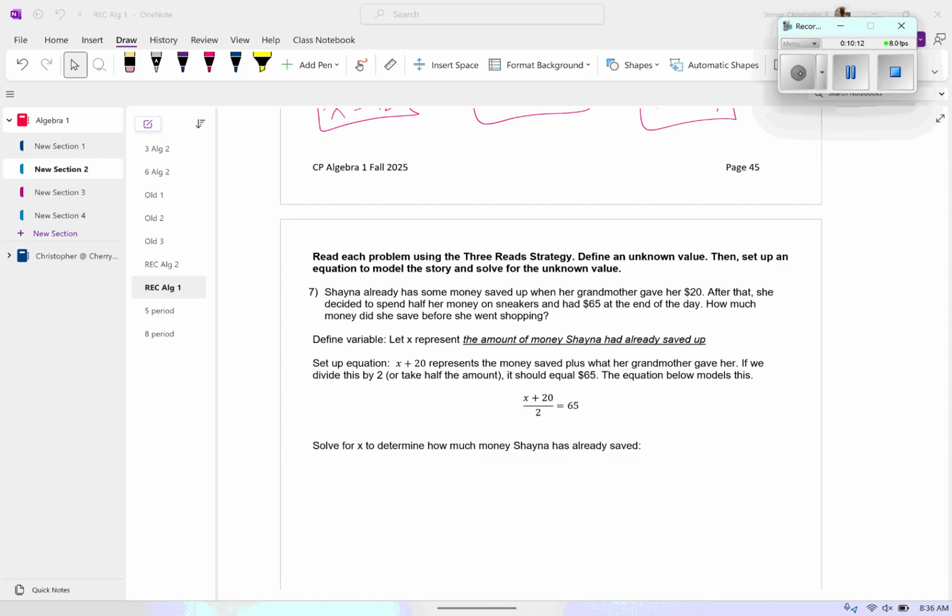For the next page, it says, read each problem. Shayna already has some money saved up when her grandmother gave her $20. After that, she decided to spend half the money on sneakers and had $65 at the end of the day. How much did she save before she went shopping? So in this particular problem, she had a certain amount of money, but her grandma gave her 20.